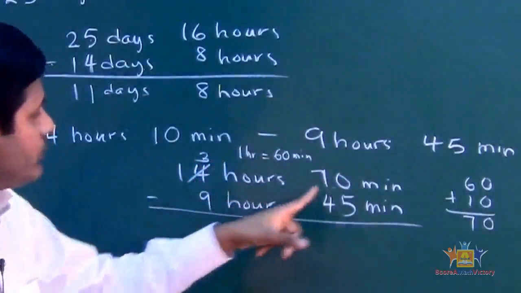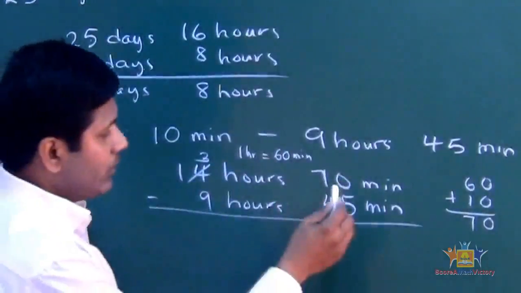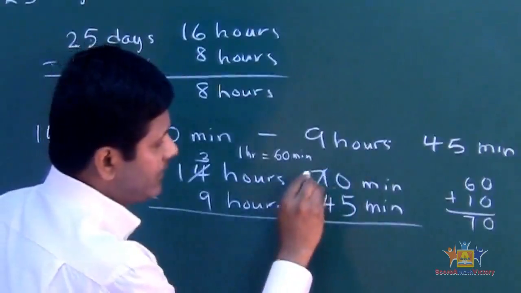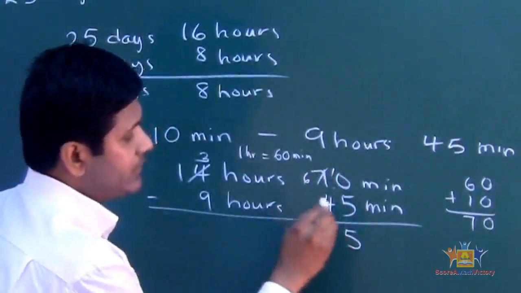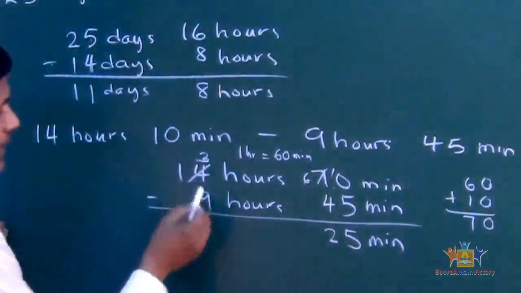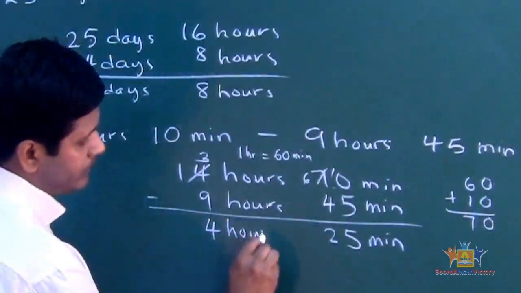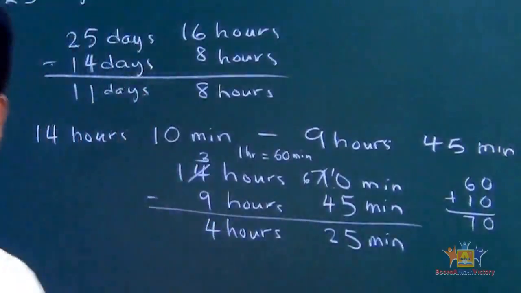Now I got 13 hours, 70 minutes. Now I can subtract. See that? 0 minus 5, I cannot, so I borrow from 7. 7 becomes 6, 0 becomes 10, 10 minus 5 is 5, 6 minus 4 is 2. So 25 minutes. Now 13 minus 9 is 4 hours. Right there, that's my final answer. See that? Very easy, isn't it?